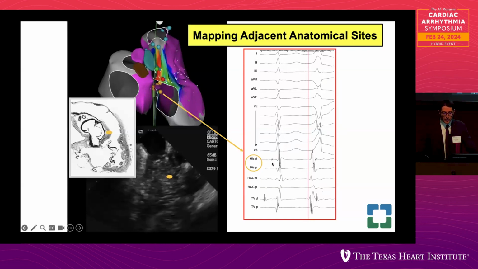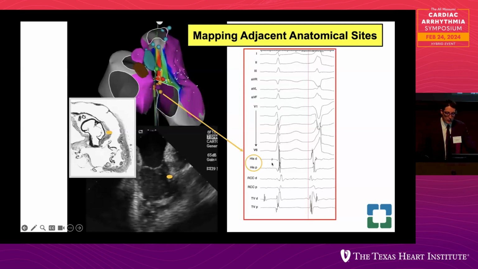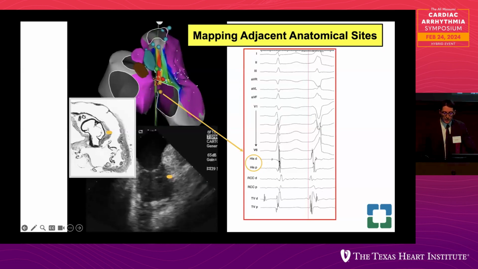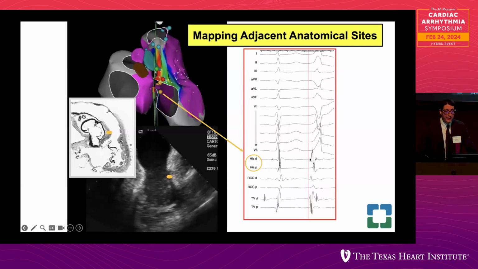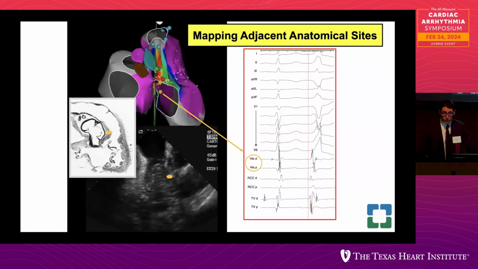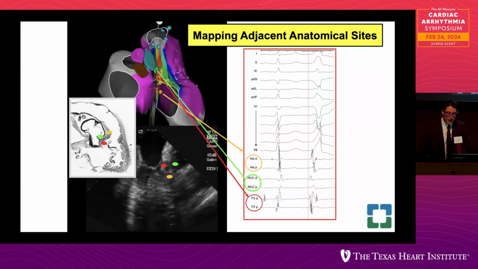Here you see, in this location, typically you do see what we call a HIS, but really this is a proximal right bundle potential. There is no A here. So in this case, with ablation at this site, you may end up with a right bundle branch block, which is, I guess, arguably a complication of the procedure, but it's an acceptable complication compared to heart block.